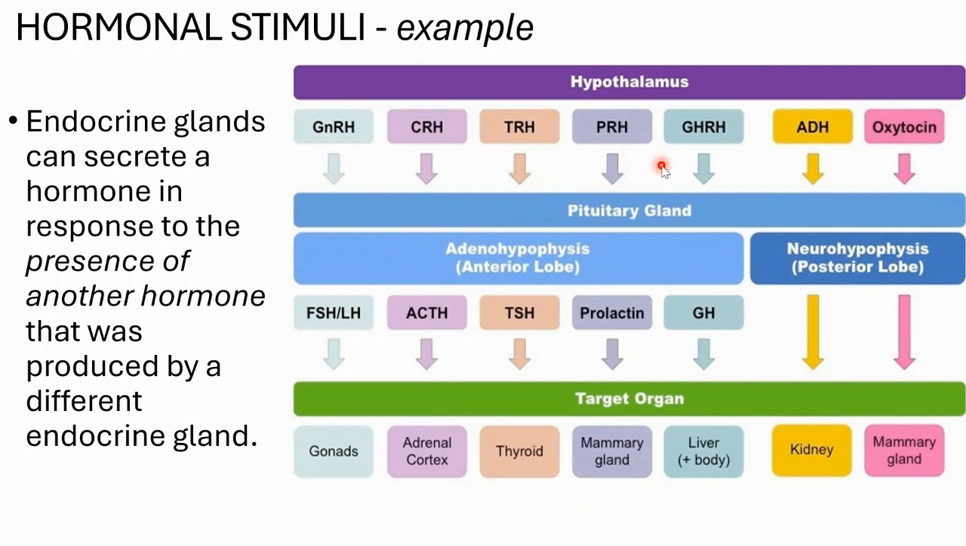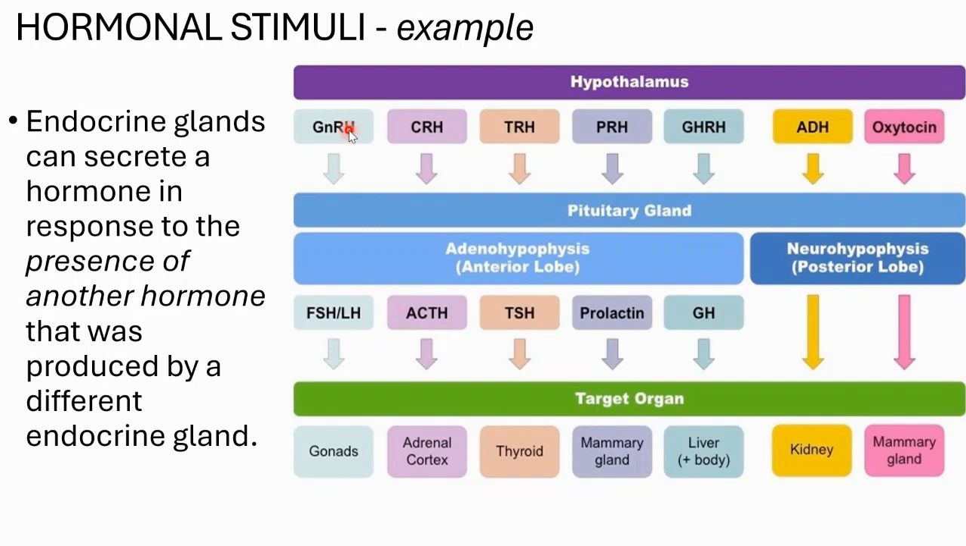These first five up here that are listed are going to target the anterior lobe. The last two over here are going to target the posterior lobe. So those that target the anterior lobe, remember your hormones that come from the anterior lobe of the pituitary gland: follicle stimulating hormone, luteinizing hormone, adrenocorticotropin hormone, thyroid stimulating hormone, prolactin, and growth hormone.